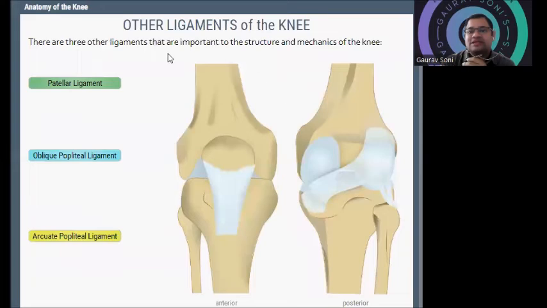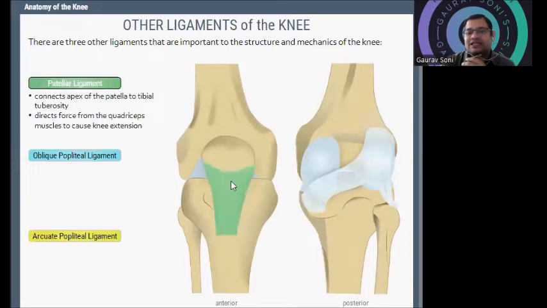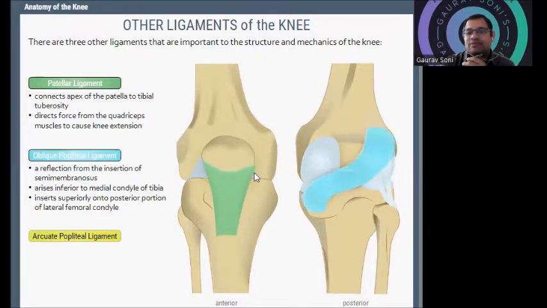And coming to certain other ligaments, first of them is the patellar ligament. It connects the apex of the patella to the tibial tuberosity, directing force from the quadriceps muscles to cause knee extension. Next, the oblique popliteal, you can see it is oblique in shape. It is a reflection from the insertion of semimembranosus, one of the hamstring muscles. It arises inferior to the medial condyle of the tibia and inserts superiorly onto the posterior portion of the lateral femoral condyle.